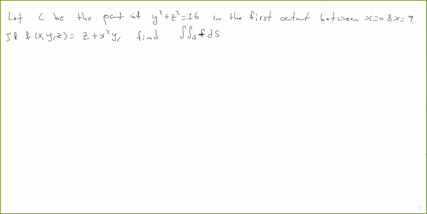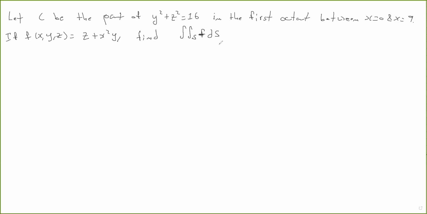Okay, so let C be the part of y squared plus z squared equals 16 in the first octant between x equals 0 and x equals 9. Here's a function. We want to compute the surface integral of a scalar valued function. Okay, this is different than the surface integral of a vector field.